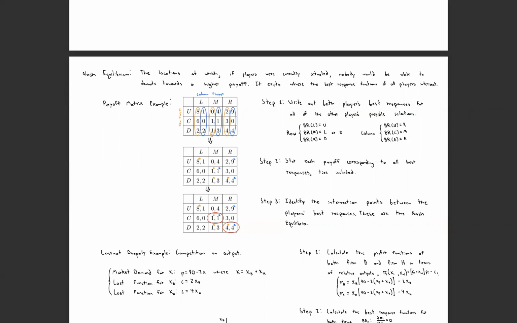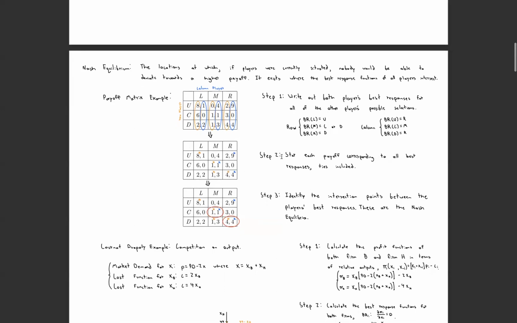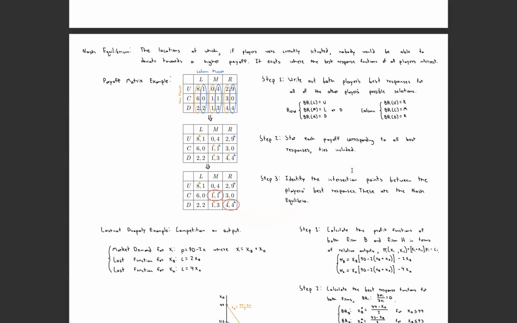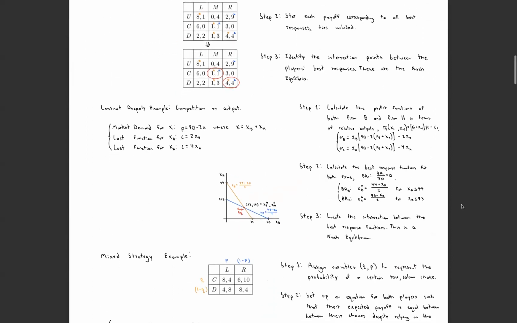You can write it out visually if you're better with that, like this. And basically you're going to walk down and look for the intersection. So step two is just starring each payoff corresponding to the best responses. That includes ties as well. And then step three is going to be identifying the intersection points between the players' best responses. Those are going to be the Nash equilibria. So you see here, some of these are just 1 star, but when you have both, that's going to be your intersection. You can circle those and that's going to be ultimately your Nash equilibria.